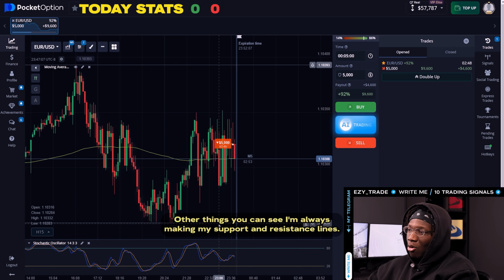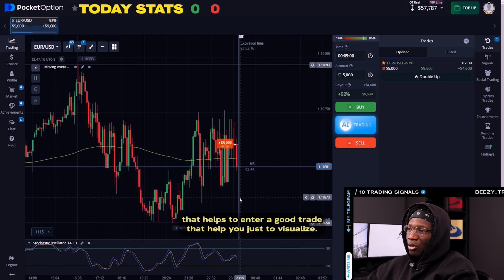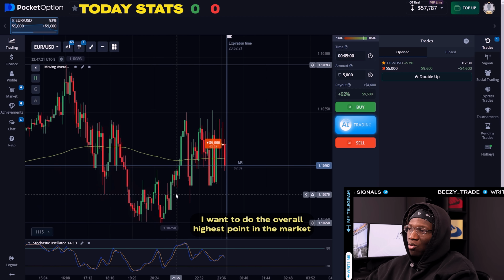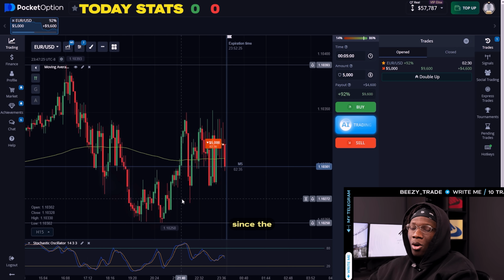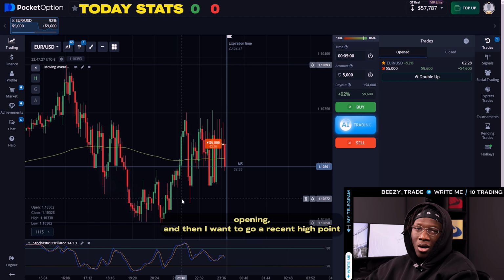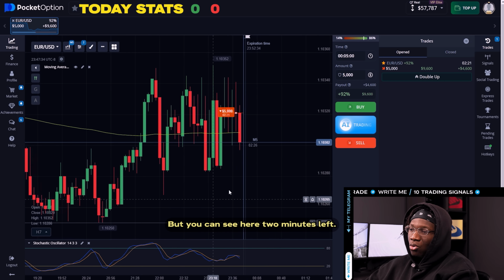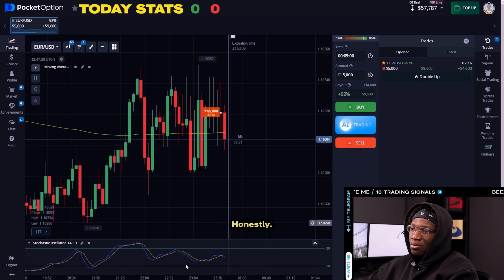Other things you can see, I'm always marking my support and resistance lines. While they are not the only thing that helps to enter a good trade, they help you just to visualize. I like to do 2 lines as I did. I want to do the overall highest point in the market since the opening, and then a recent high point and a recent low point, kind of to gauge where the market is moving. But you can see here, 2 minutes left. Everything is going our way, honestly.